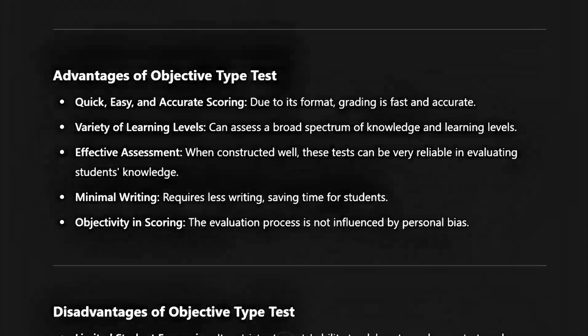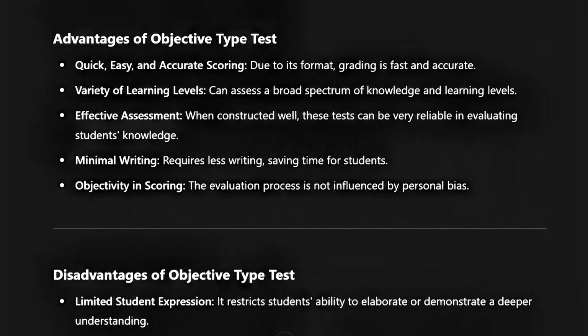Advantages of objective type test: quick, easy, and accurate scoring. Due to its format, grading is fast and accurate. Variety of learning levels: can assess a broad spectrum of knowledge and learning levels. Effective assessment: when constructed well, these tests can be very reliable in evaluating students' knowledge. Minimal writing: requires less writing, saving time for students. Objectivity in scoring: the evaluation process is not influenced by personal bias.